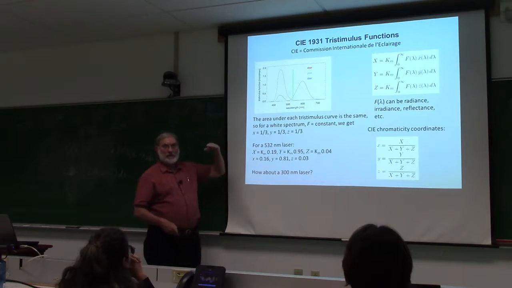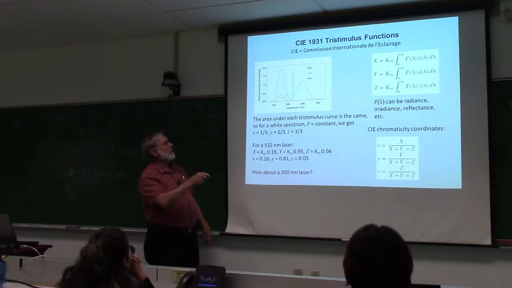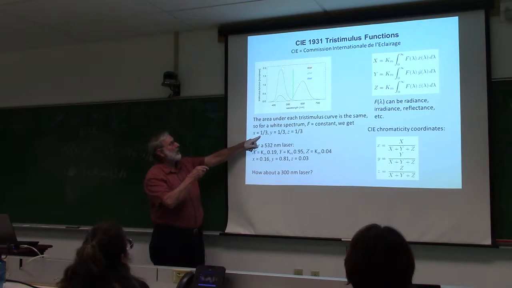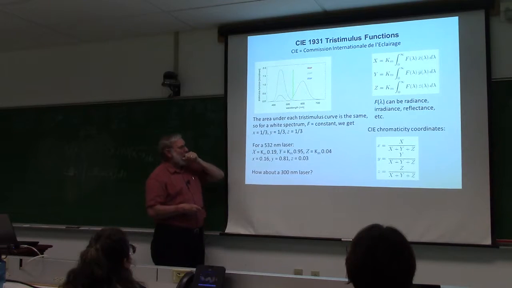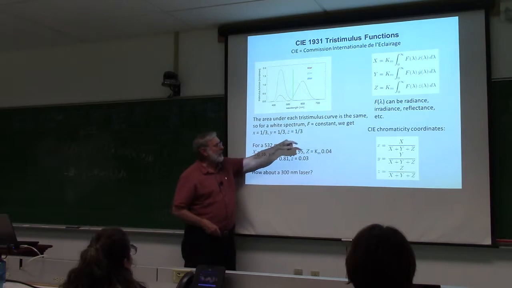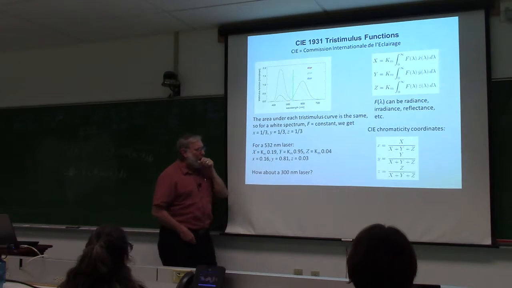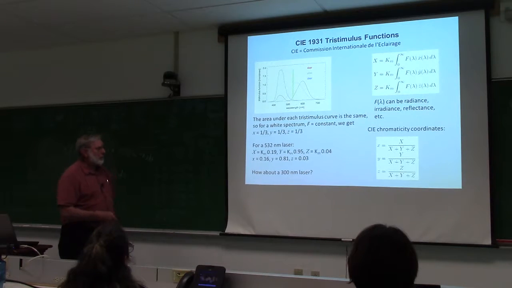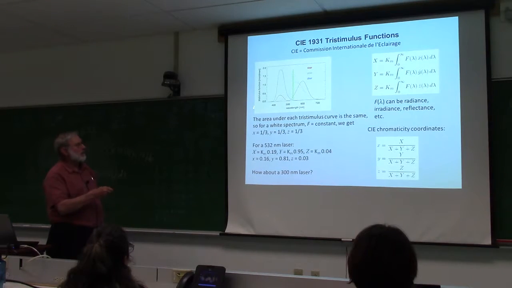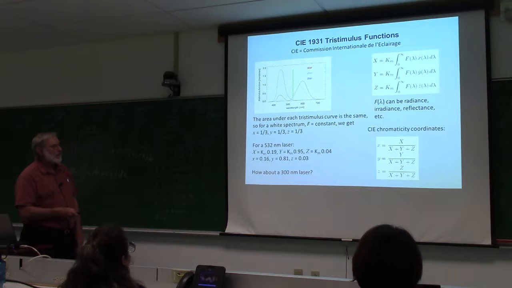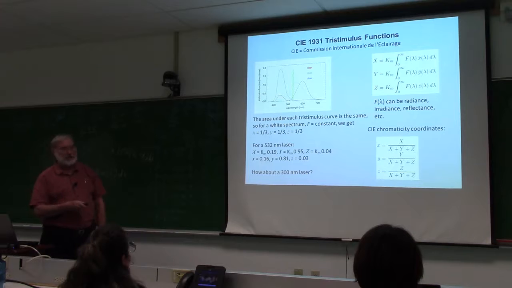Or if you have completely white light, so it's a completely level spectrum here, then each one of these curves integrates to 1. The area under the blue, the green, and the red all integrate to 1. So if f is constant, you plug in and the little x, little y, and little z are each 1/3. And then, like I said before, if you have a 300 nanometer laser, these things are all 0 and things aren't defined. Okay, so anyway, these little coordinates are called chromaticity coordinates.